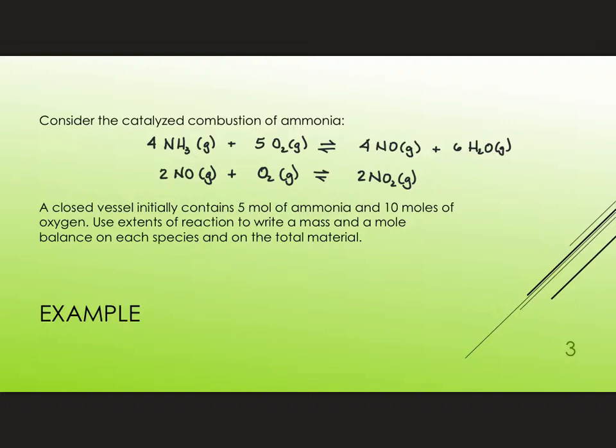Now I'm going to start with the mole balance because that's the easier one. So we know that we have 5 moles of ammonia and 10 moles of oxygen and nothing else. So let's write those down. Now we also need to consider what other components we have. And we know that we will be creating NO and H2O, and we will be creating NO2. But initially we have none of these. When we leave, that's going to depend on how much reaction has occurred.